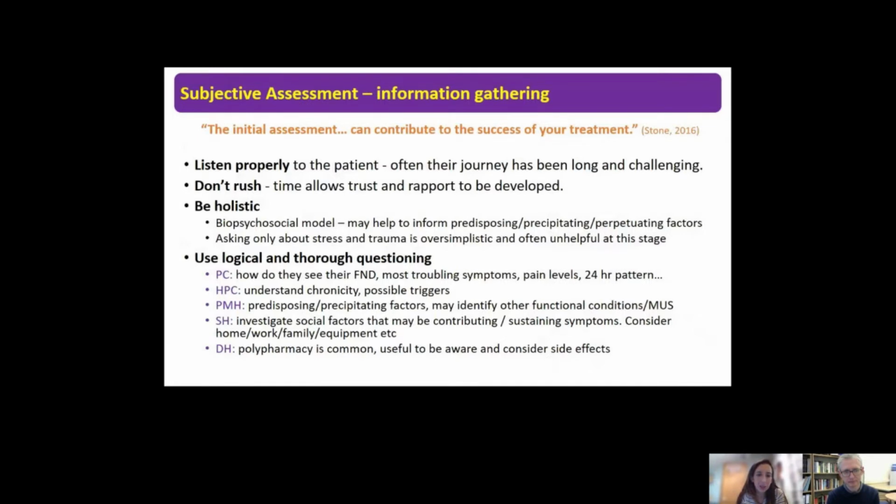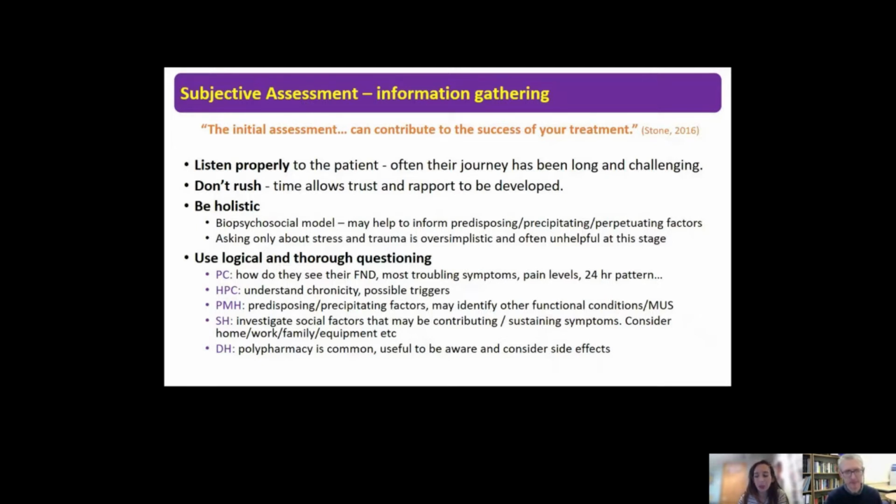So listen properly to your patients, remembering that often their journey to get to this consultation with you has been a lot longer and more challenging than for other conditions, because it isn't a very well understood condition, and unfortunately the majority of healthcare professions aren't confident in treating FND. So it's really important not to rush your patient, and to give them time and allow that rapport to be developed in that initial session.